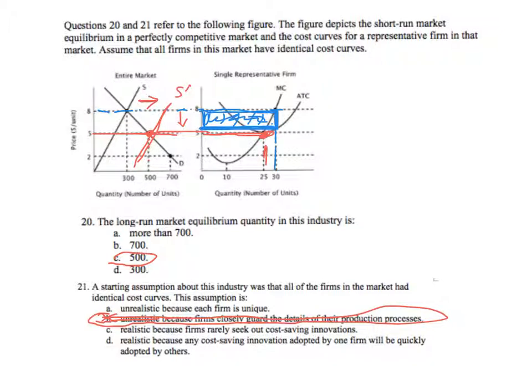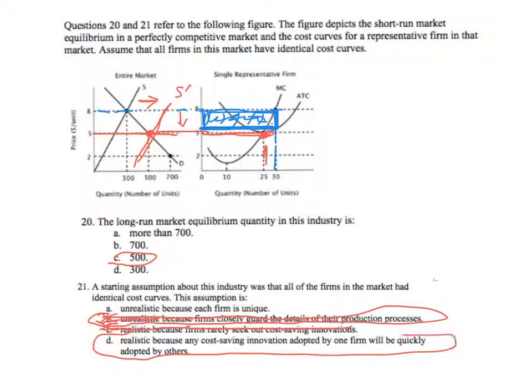Once you're in the industry, you'll subscribe to industry magazines that share information about the processes. That kind of information is really hard to keep secret. Realistic, because firms rarely seek out cost savings. That's ridiculous. If you're in a competitive sector especially, but even if you're not, with cost saving innovation you've got to keep up or you're out of business. So C is out. Realistic, because any cost saving innovation adopted by one firm will be quickly adopted by others.